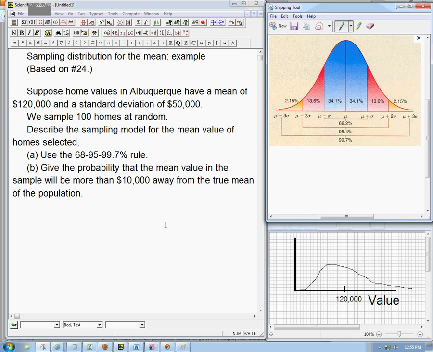Let's look at an example of using the sampling distribution for the mean. This is based on problem 24 in chapter 18. And this is a really big deal because it's the first time we use what's called the Central Limit Theorem in its usual version, that tells us that the normal distribution comes into a situation whether we start with it or not.